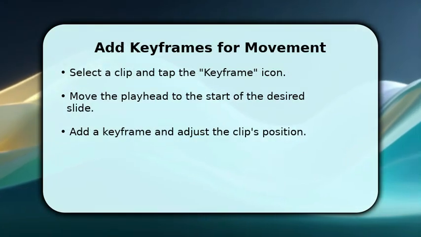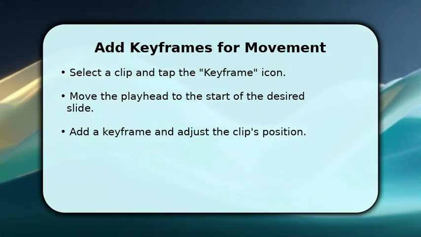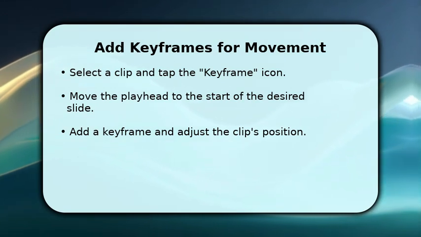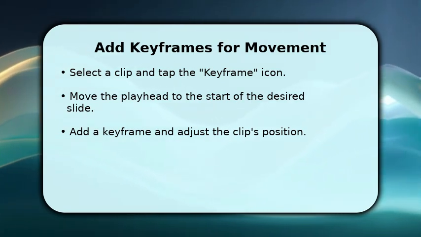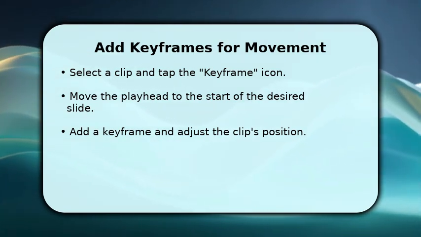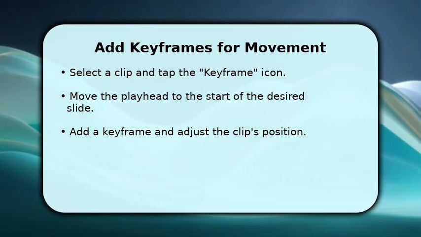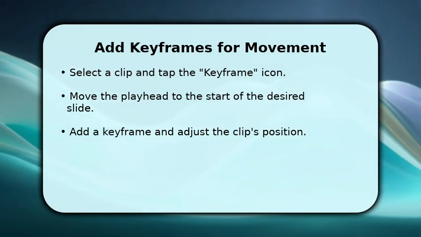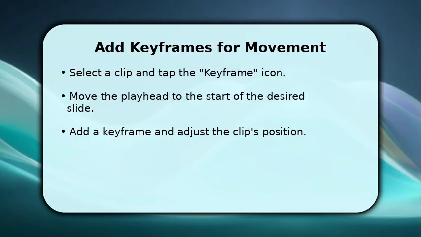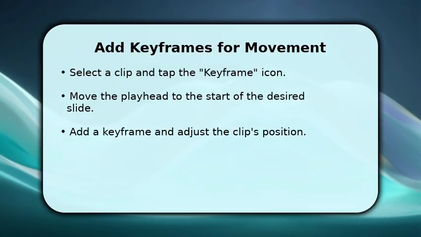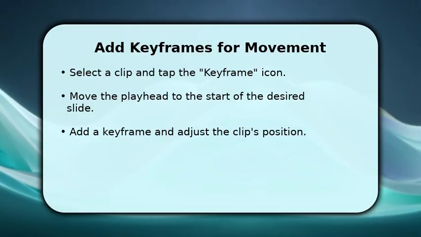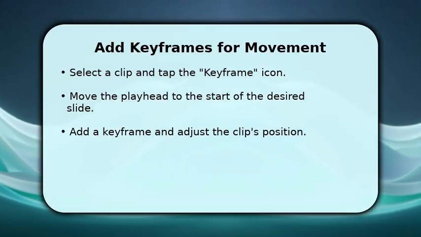Now, let's add the sliding motion. Select the clip you want to animate and tap the keyframe icon, which looks like a diamond. Move the playhead to the exact point where you want the slide to begin. Add your first keyframe, then adjust the clip's position on the screen. Move the playhead a bit further, add a second keyframe, and reposition the clip to its endpoint for the slide.